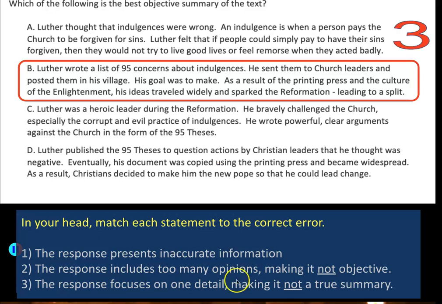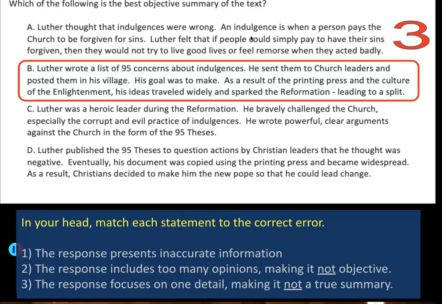Letter A best goes with this issue number 3. Because it's only focusing on the indulgences and not enough on the actual 95 Theses and their impact, it's not representing the full passage. A lot of students make this mistake where they focus in on a detail that makes sense to them and ignore the rest.